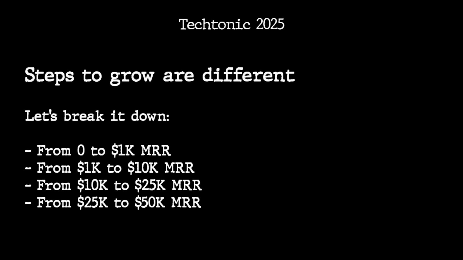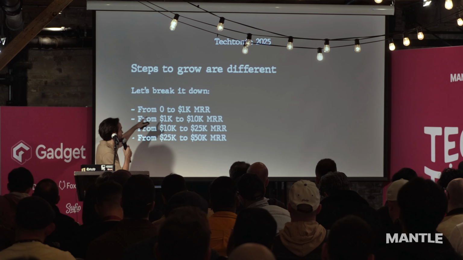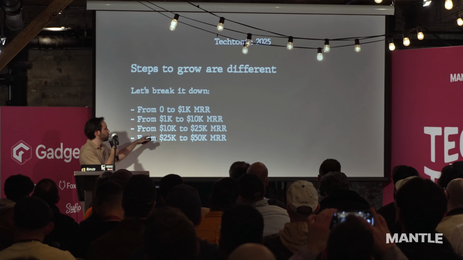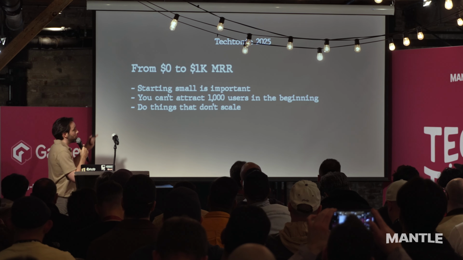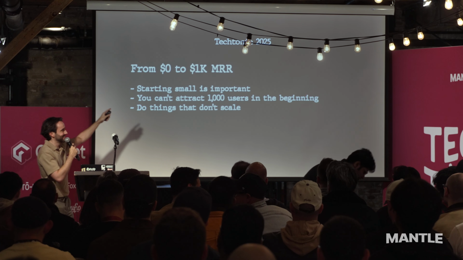Because during the journey, you have to do different things based on where you are. And so the first thing we'll see is how you go from 0 to 1K per month. Because what you do here from 0 to 1K is completely different than what you have to do to go from 25 to 50. So let's go. First, before starting, I will say that this is the most important step. It means that everything starts here. If you mess up these steps, you're done.